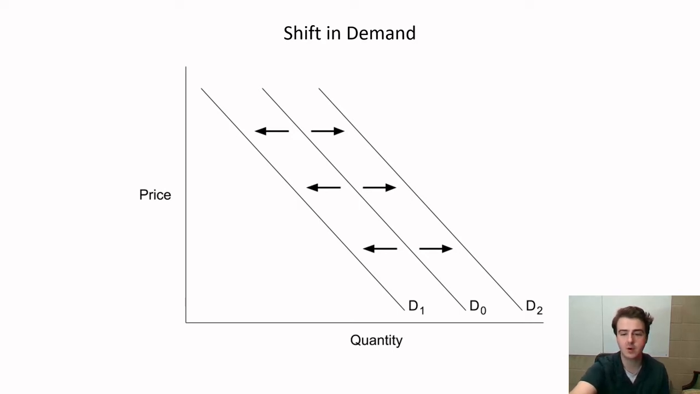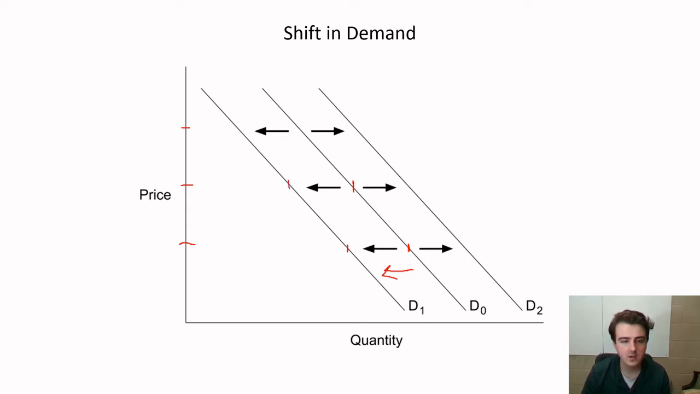D0, we can consider our original point here on D0. And as it goes to D1, it shifts leftward. It shifts leftward. And notice that at every price, at every Y value, a leftward shifting demand curve has less quantity demanded. Less quantity demanded.